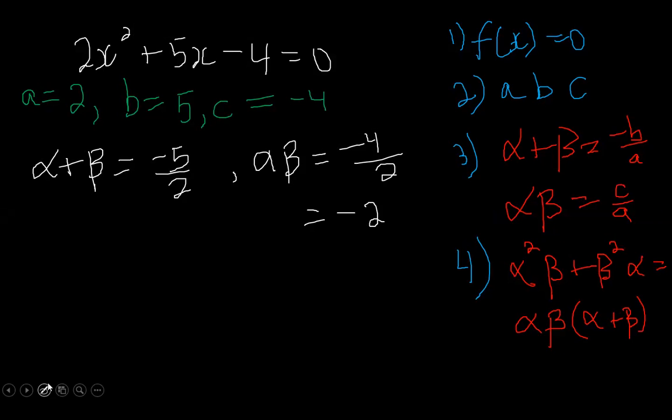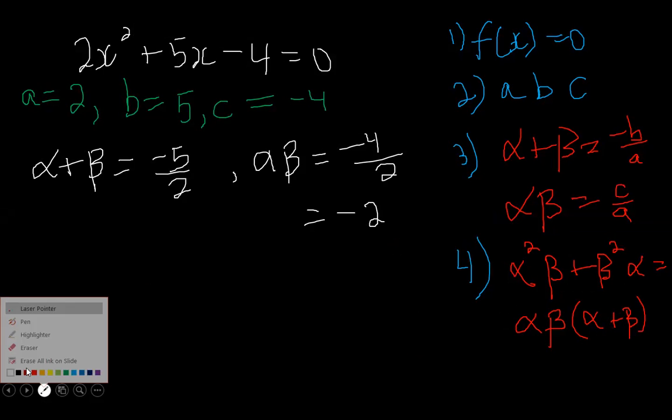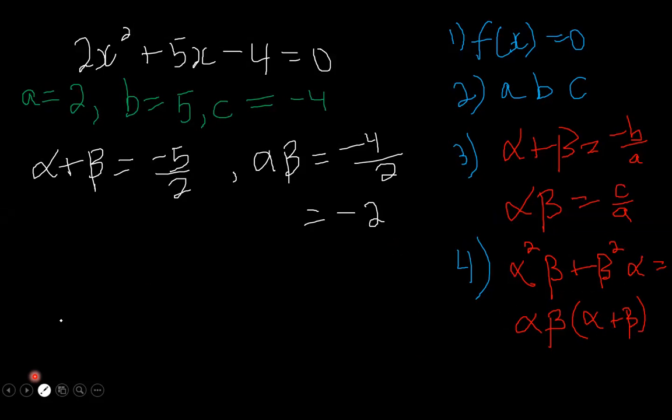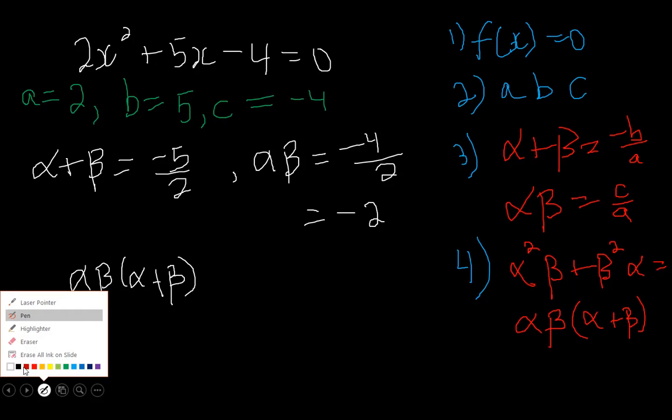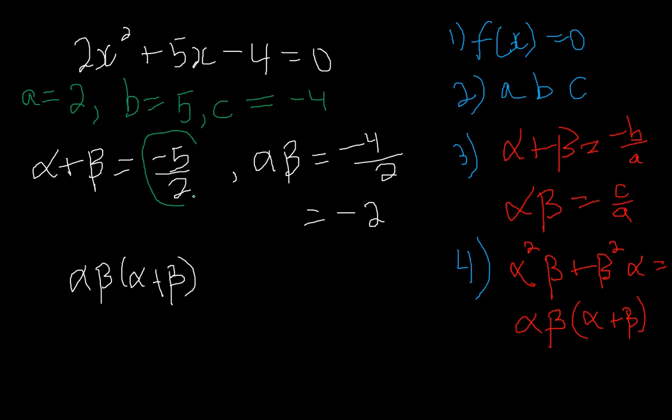Okay, we continue now. In this case, they want us to find alpha squared beta plus beta squared alpha. And we know, looking on this side, that's the same as alpha beta times alpha beta. So alpha beta times alpha plus beta. We know in this case, alpha plus beta is minus 5 on 2, and alpha beta is minus 2.